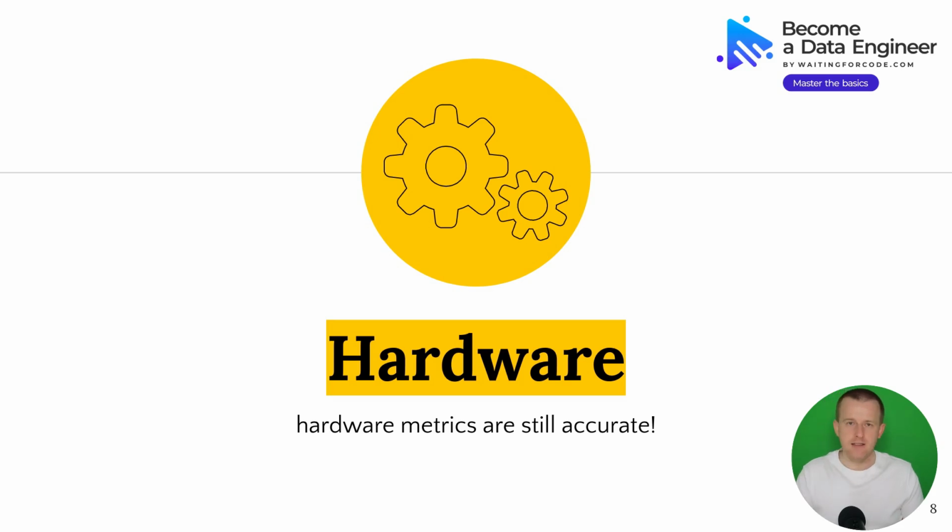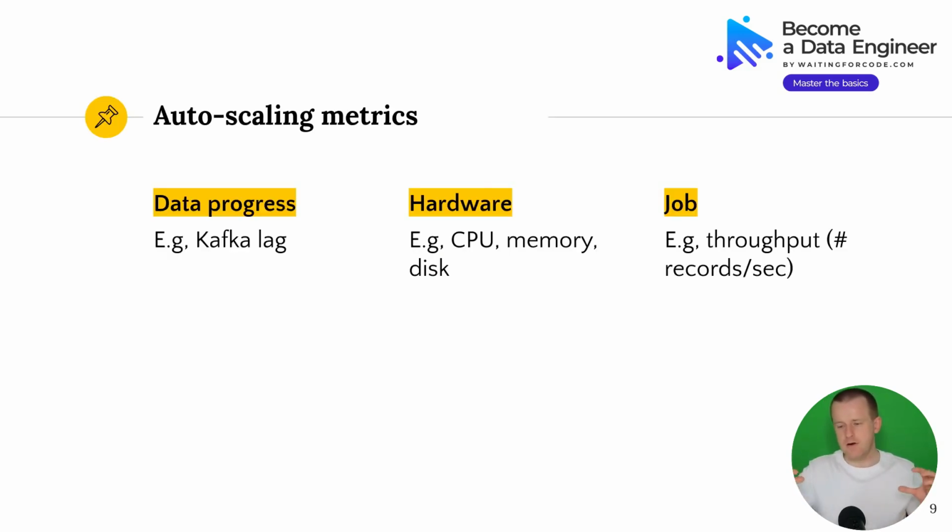But lag is not the single metric you can use in auto-scaling to trigger the scaling action. Another one is the hardware. The hardware metrics are still accurate in streaming pipelines, even though they are somehow decorrelated from the streaming and time-based processing. To understand it better, let's summarize different auto-scaling metrics. We have some time-based, like data progress, some job metrics like the throughput, which is also related to time, because you can see there is a division between the number of records per second, and there is also the hardware.